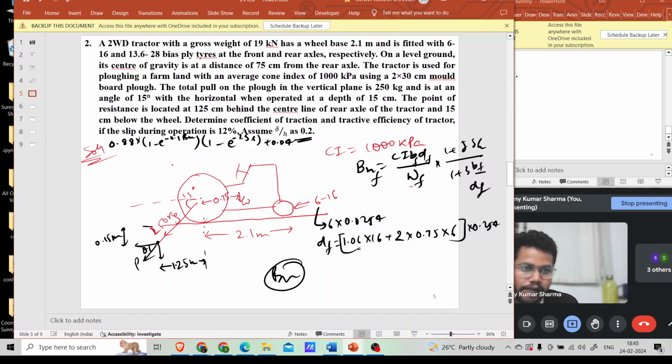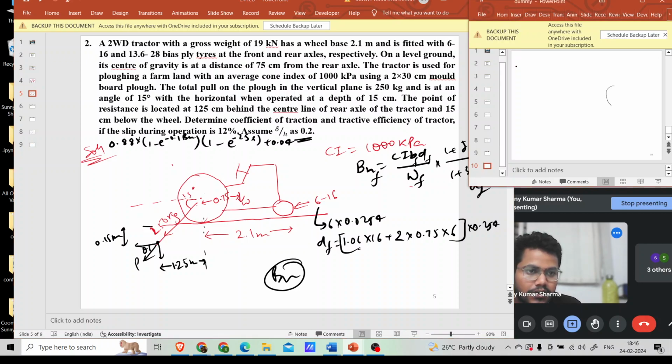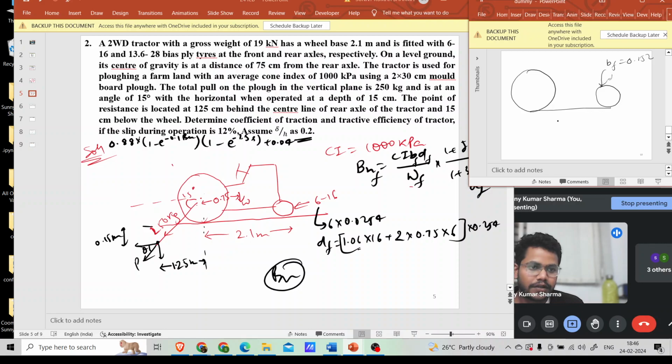It's 65.9, sir. Okay. I'm giving you the values, we will do the calculation faster. For front wheel, BF is 0.152 in meters, everything is in meters. And diameter of front wheel is, this we have done too many times, that's why I'm writing it up, 0.66 in meters.